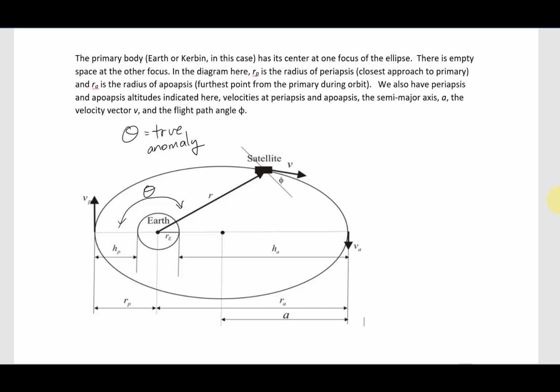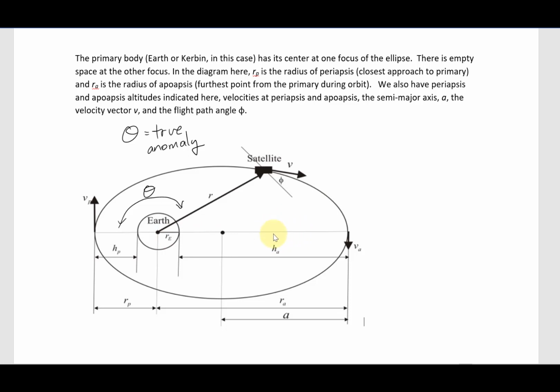Now the primary body, either Earth or Kerbin in this case, has its center at one focus of the ellipse. So that's right here. So this is the radius of the Earth in this diagram. There is empty space at the other focus, which would be somewhere maybe over here.